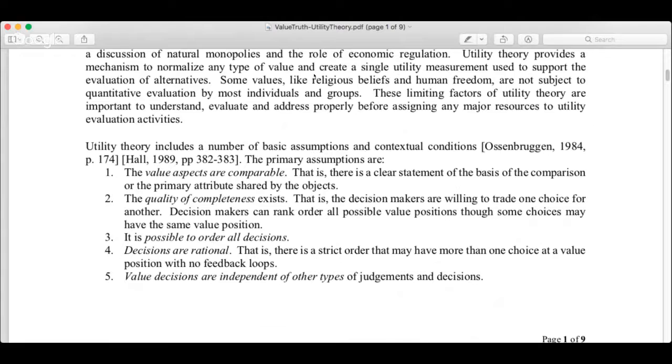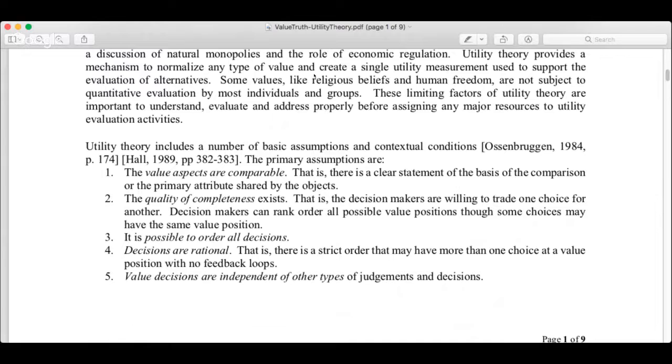And then there's a quality of completeness. That is, the decision makers are willing to trade one choice for another. Decision makers can rank order all possible value positions, though some choices may have the same value position. So this gets into the idea that everything can be placed in rank order.